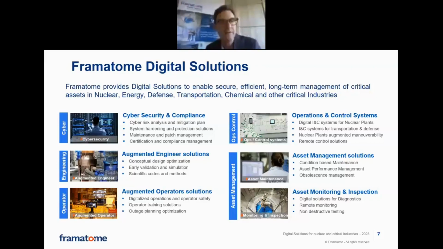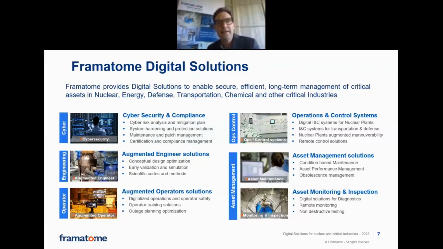Number 4 here I have on the list is augmented operators solutions. These are solutions meant to facilitate the performance and safety of field operators. By field operators, we mean workers either on the industrial shop floor, or operating in the power plant. Those are two very sensitive and critical environments for which we provide solutions for their safety, and we will have one today specifically, ensuring their safety during dismantling activities.